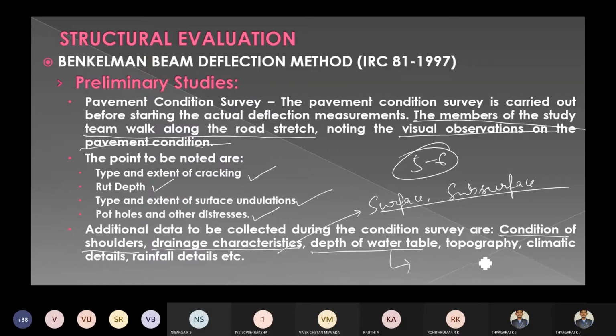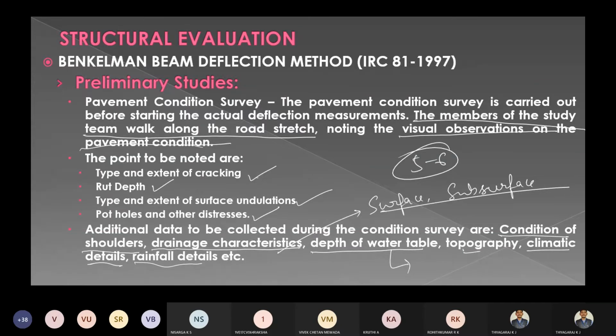Then topography. Topography means the physical features of the road, how they are placed, all those things you are going to check. Then climatic details, rainfall details, etc. you are going to collect. That is the climatic details, whether it is monsoon, pre-monsoon, post-monsoon, summer, or winter. Likewise, you are going to collect the data.